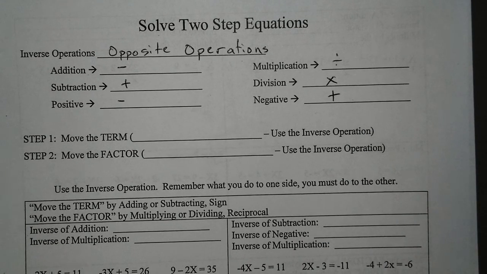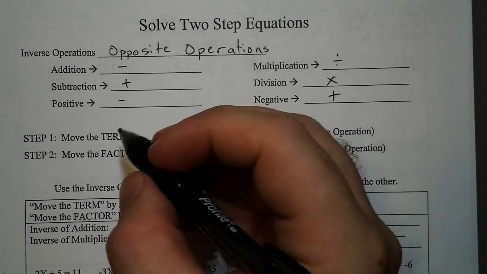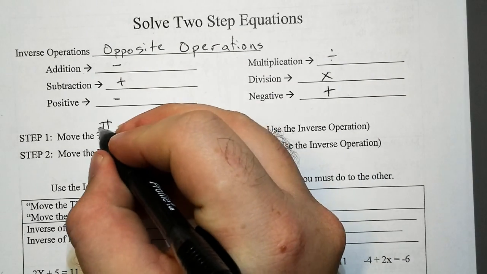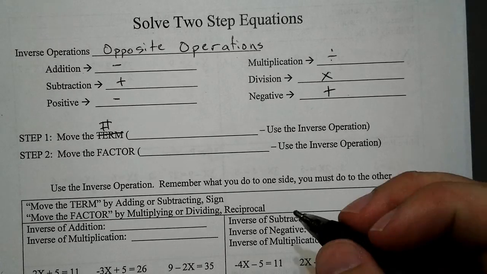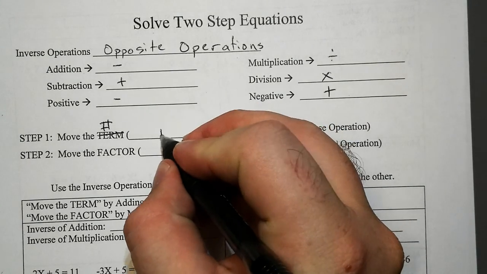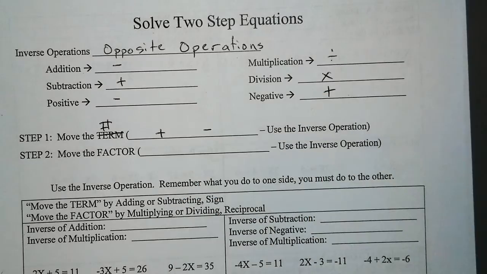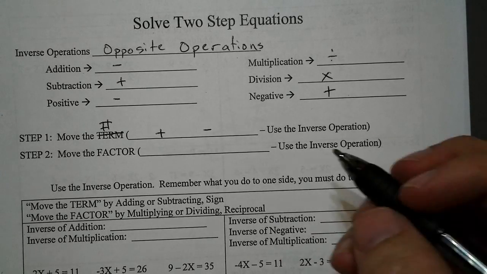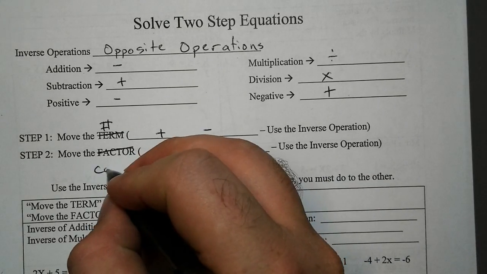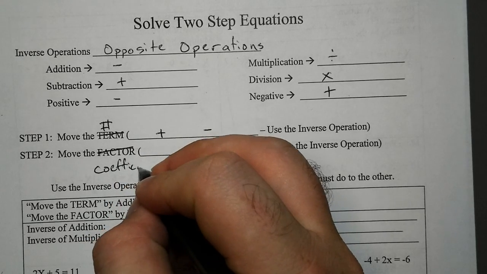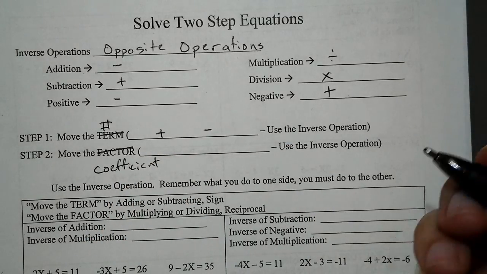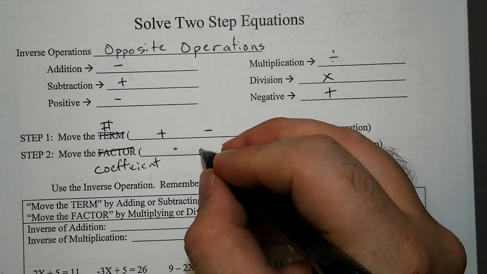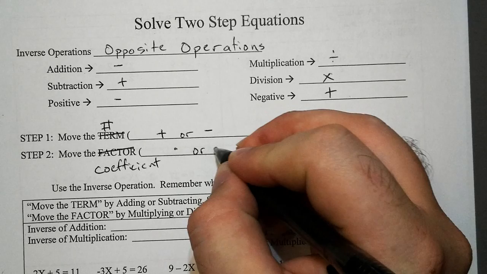Now, our first step is going to be to move the term, or the number that's by itself. You want to get the numbers on one side and the variable on the other. You're going to move the term always by either adding or subtracting. Now the second step, you want to move the factor or the coefficient, and you're going to move that by multiplying or dividing.